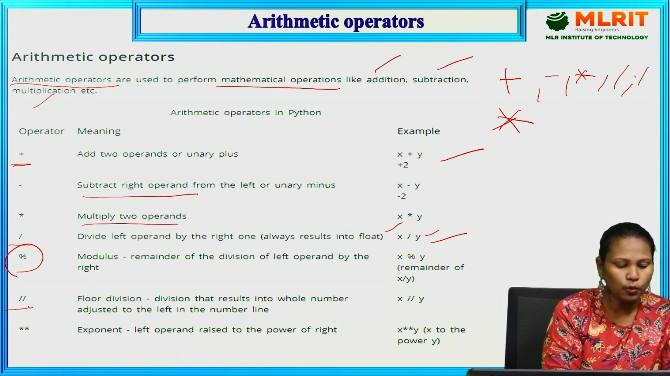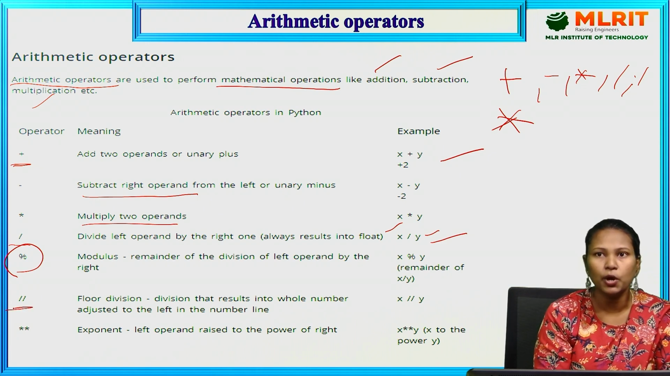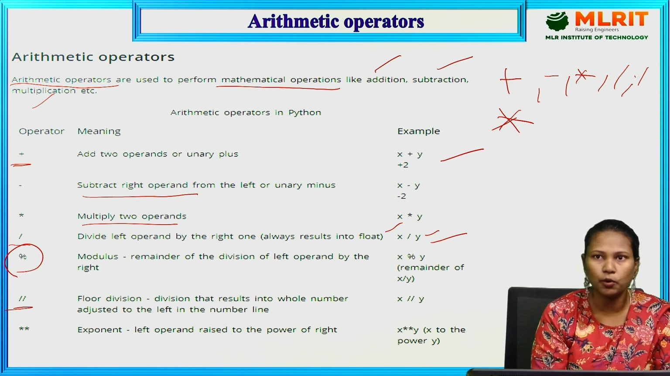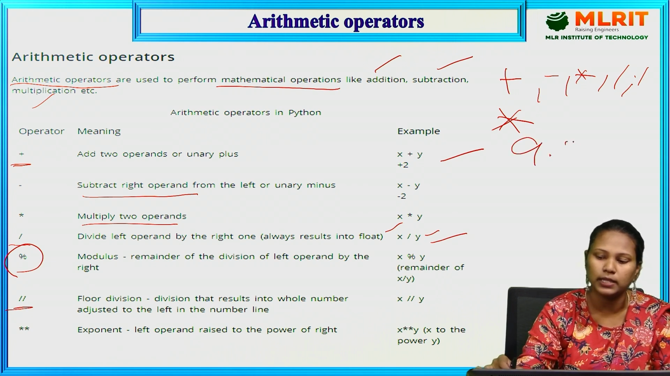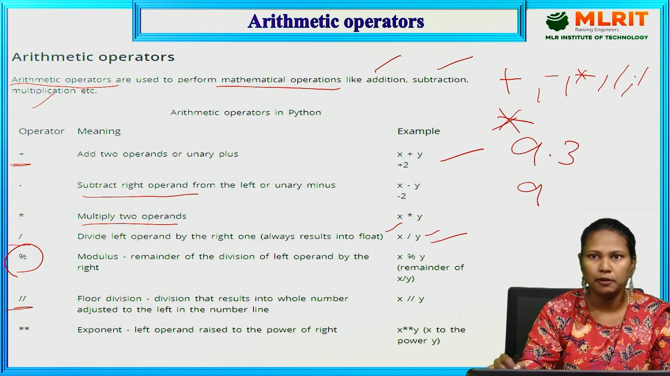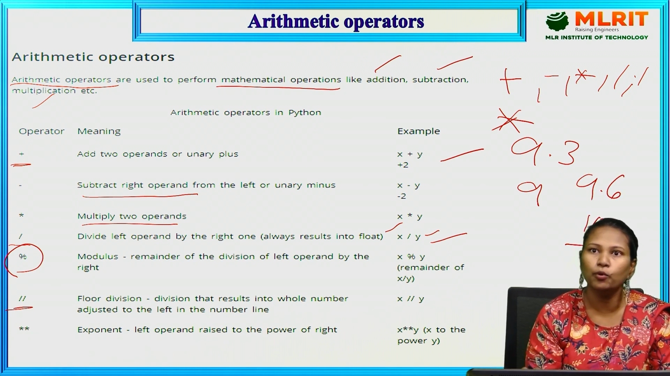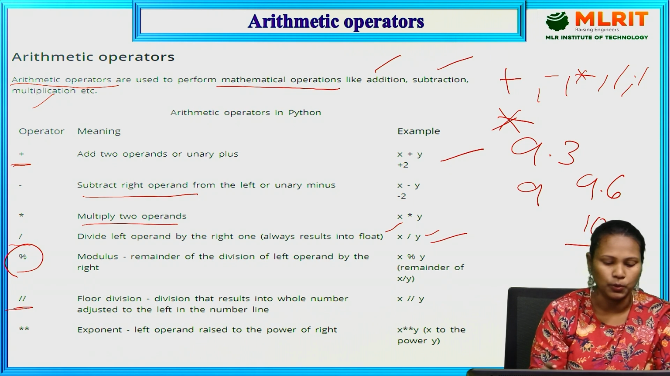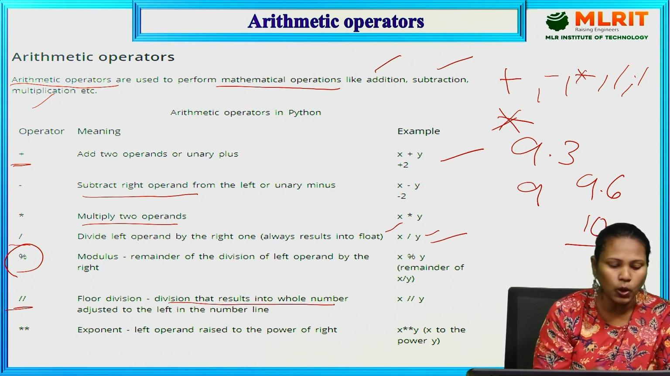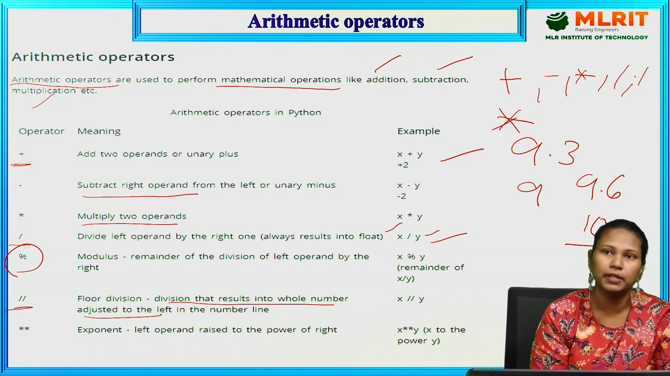Next one, floor division. Floor division is nothing but the round off value. It gives the round off value. For example, 9.3 means it will give 9. For example, if it is 9.6, it will give 10. Floor division rounds off the value. It is division that results in a whole number adjusted to the left in the number line.